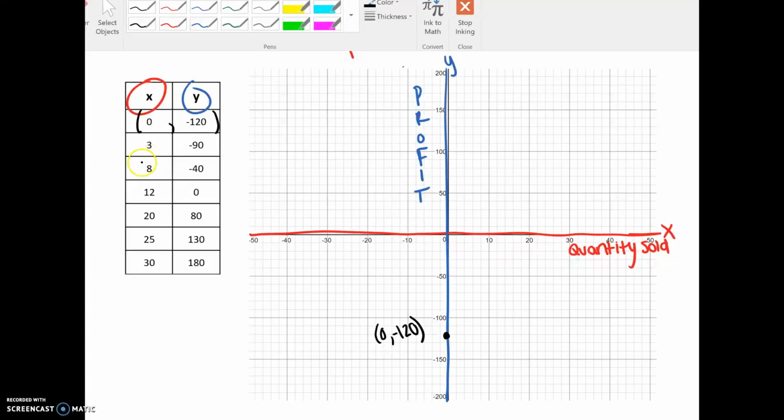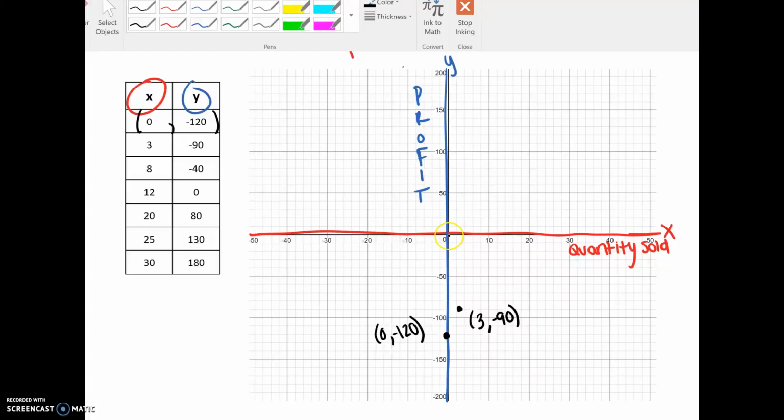Next point is 3 on the x, so that's our quantity sold as 3. Our profit would be negative 90. So on the x-axis, we're going to go 3. If this goes to 10, this is 2, 4, 6, 8, 10. So if this is 2, 3 would be right here. So I'm going to move over to the right just a little bit. If I wanted to go negative 3, I'd go this way. And then negative 90 would be on the y. So we have 50, 60, 70, 80, 90. Our next point's going to be right there in the middle. So that's (3, -90).